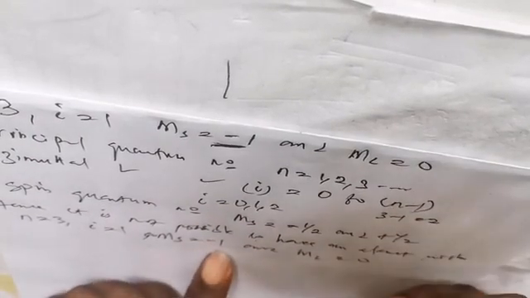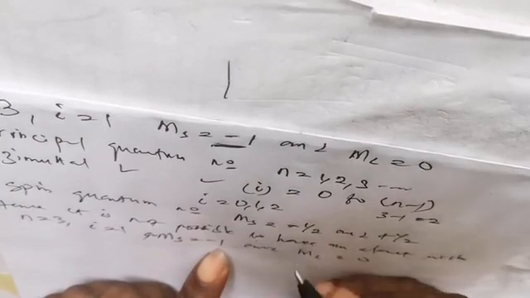For the azimuthal quantum number, it holds. For the principal quantum number, it holds. But the spin quantum number, of course, it cannot have. The only values for spin quantum number are minus 1/2 and plus 1/2. So saying minus 1 shows that it is not possible to have such.